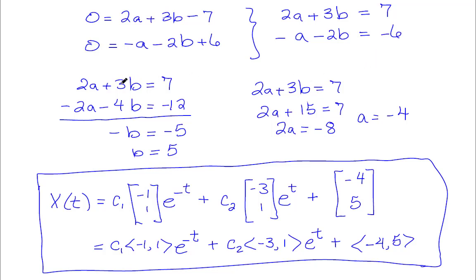Doing that, I get minus b is minus 5, or b is 5. Well, I have 2a plus 3b is 7. Fill in what I know about b. 5 times 3 is 15. And so now I can solve for a, and a is minus 4. And so my full solution then is the homogeneous part plus what we got from our particular solution of minus 4 and 5. So you could write it this way, or the solution writes it that way.